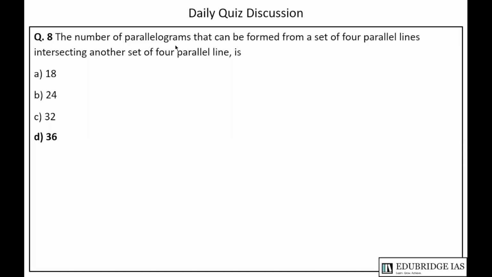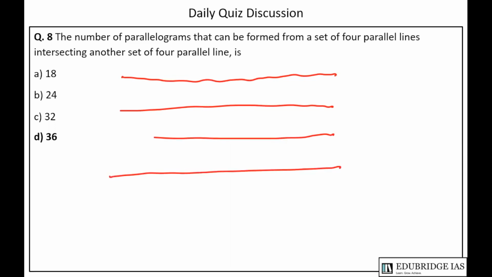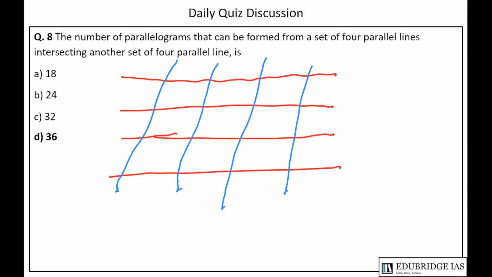Next question is: the number of parallelograms that can be formed from a set of 4 parallel lines intersecting another set of 4 parallel lines. This is 1, 2, 3, and 4. These are the 4 horizontal lines, and these are 4. So how many parallelograms can we make from these? We can solve this question by permutation and combination.